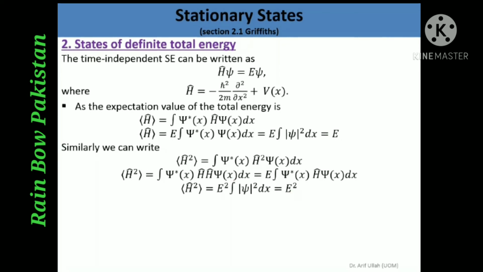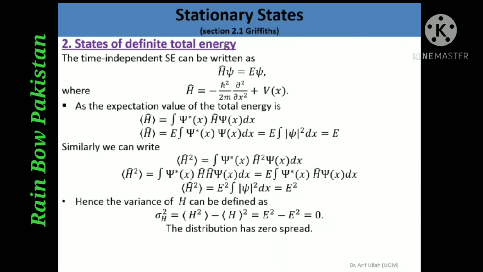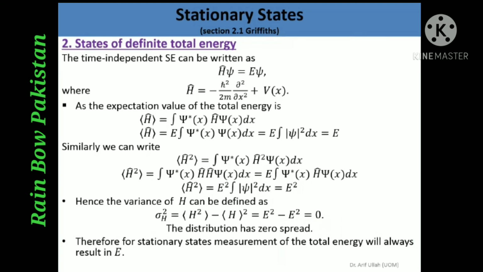So if we calculate the variance of the Hamiltonian, which is defined as ⟨H²⟩ minus ⟨H⟩ whole squared, then it becomes E² minus E², which equals 0. Therefore, the distribution has zero spread. This means that measurement of the total energy will always result in E for stationary states.